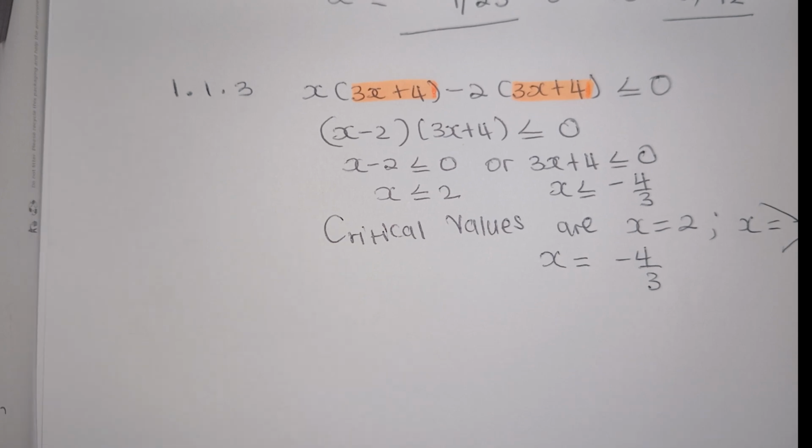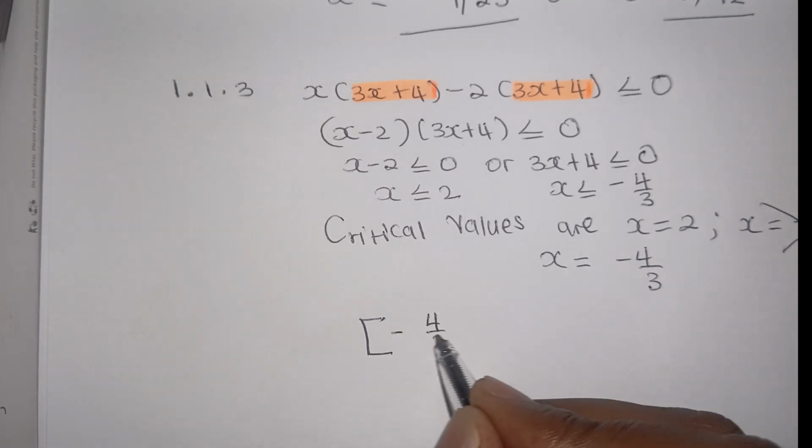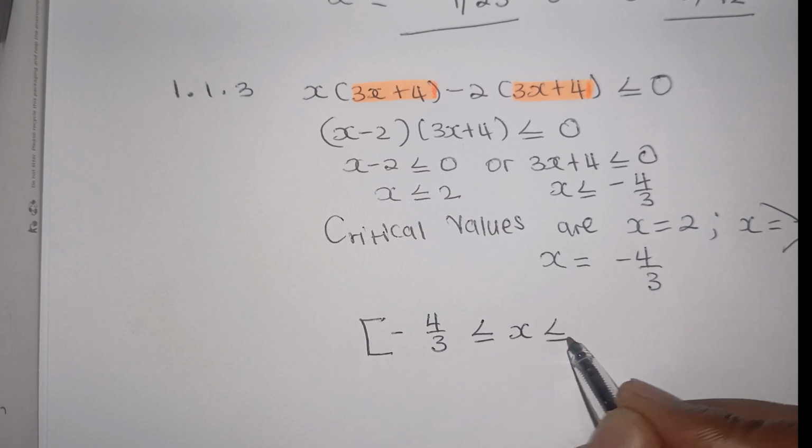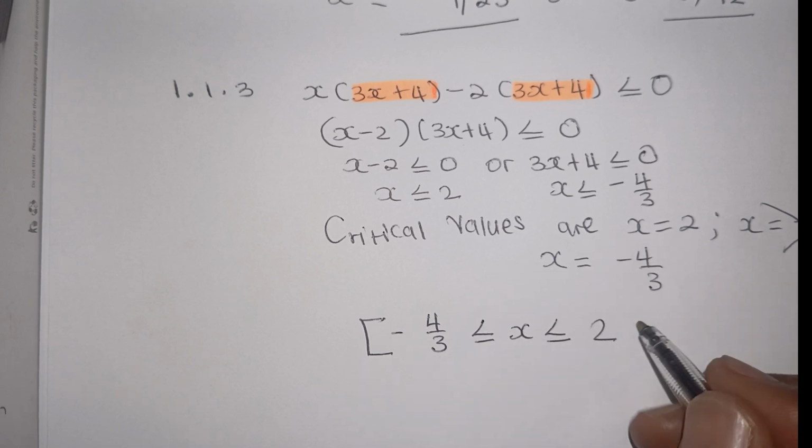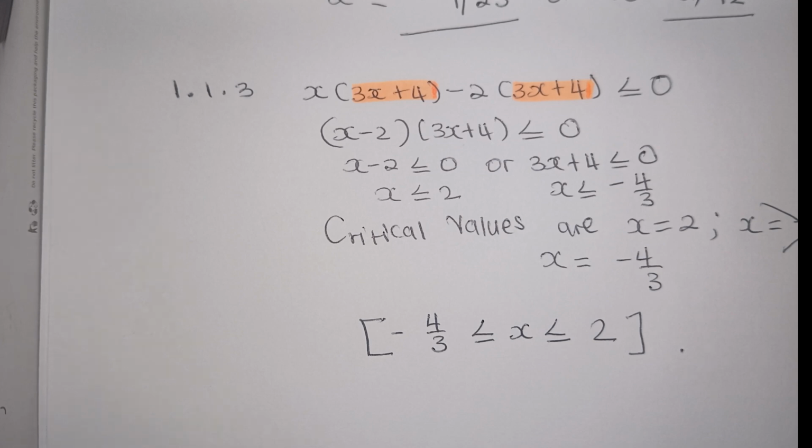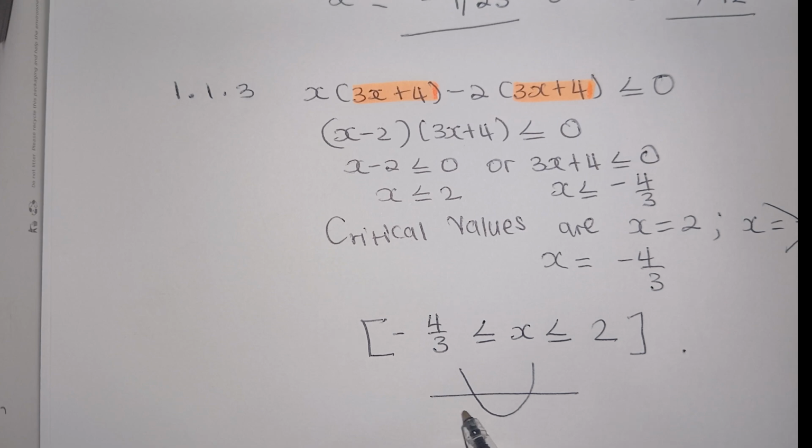Right. So from there, you can write them in an interval. So you can say negative 4 over 3 is less than or equal to x, which is less than or equal to 2. Right? Then it is in the interval. So if you have to present it graphically, it's a quadratic, so you can just mark negative 4 over 3 and 2. Right? So this is how you can represent it. So that's how it is.